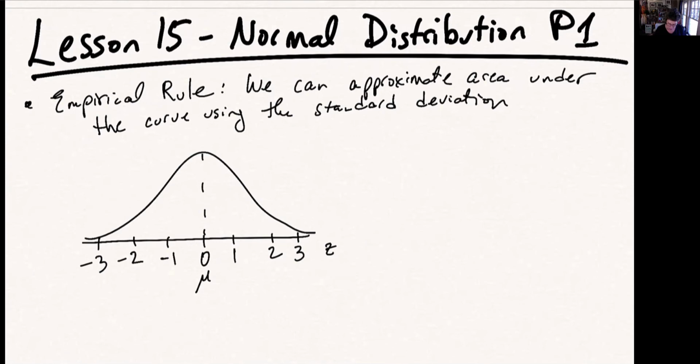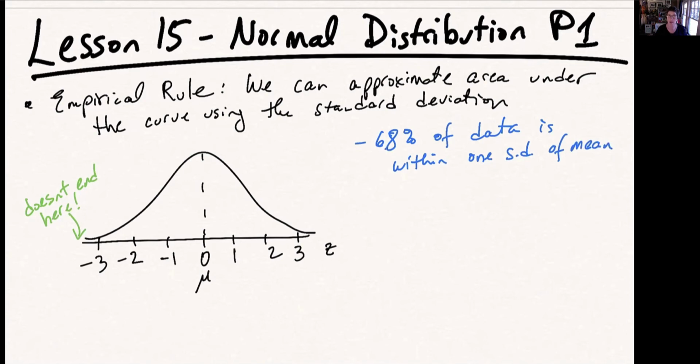Remember that the z-scores don't end here. It goes on forever. We just stop writing at positive and negative 3 because it's really unlikely to get values above 3. We just stop out of laziness, to be perfectly frank. What the empirical rule tells us is that within 1 standard deviation of the mean is 68% of the data. By within 1 standard deviation, we mean in between -1 and 1. So here this is 68% of the data.